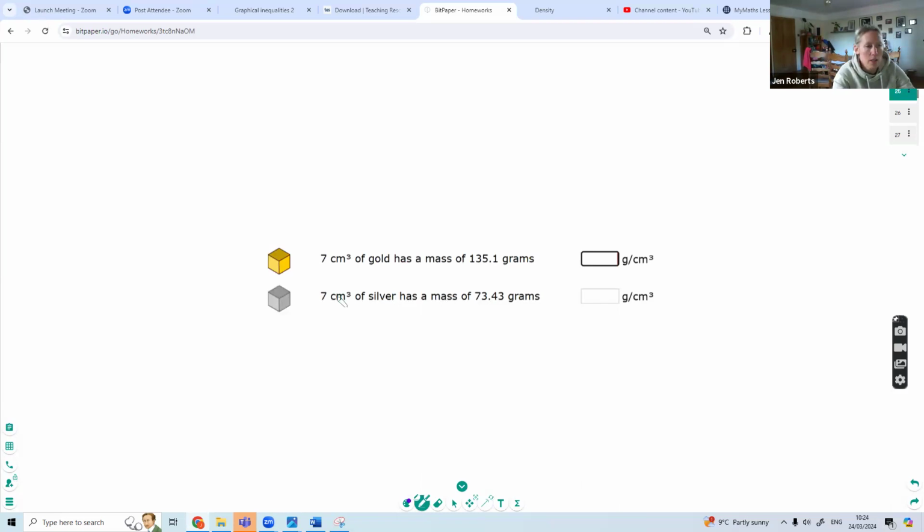So a 7 centimeter cube of gold has a mass of 135.1 grams. What would 1 centimeter cube be? Well, 135.1 divided by 7 gives you 19.3. So we say gold has a density of 19.3 grams per centimeter cubed. Every little cube of it weighs 19.3 grams. Let's do the same for silver. 73.43 divided by 7 gives us 10.49 grams per centimeter cubed. So that's the density for silver, that's the density for gold, so you see gold's heavier than silver.